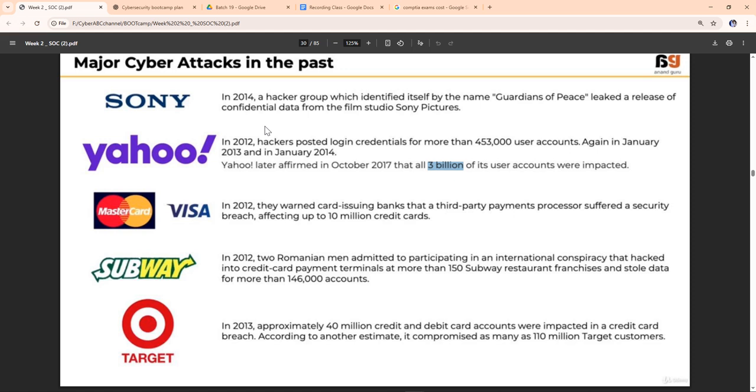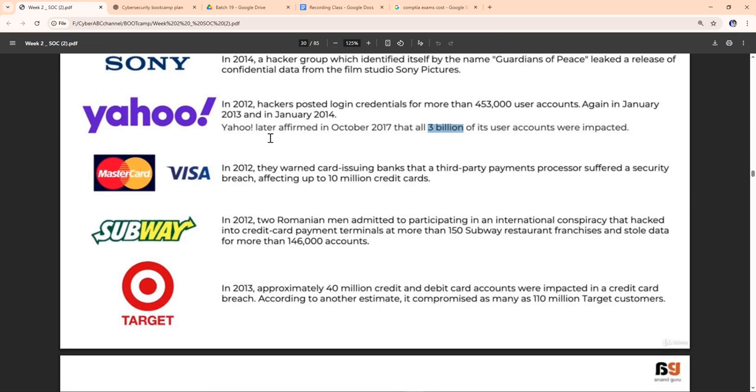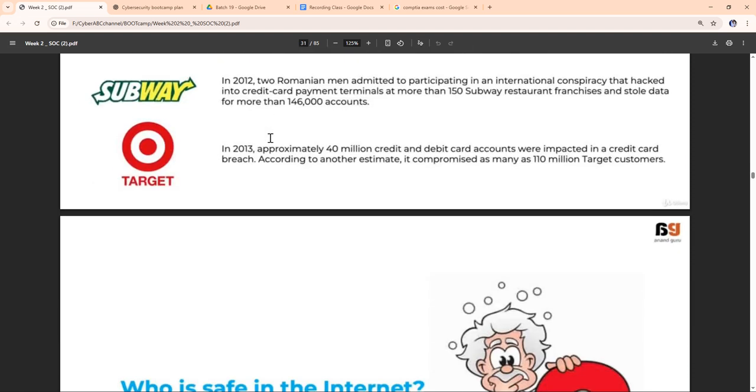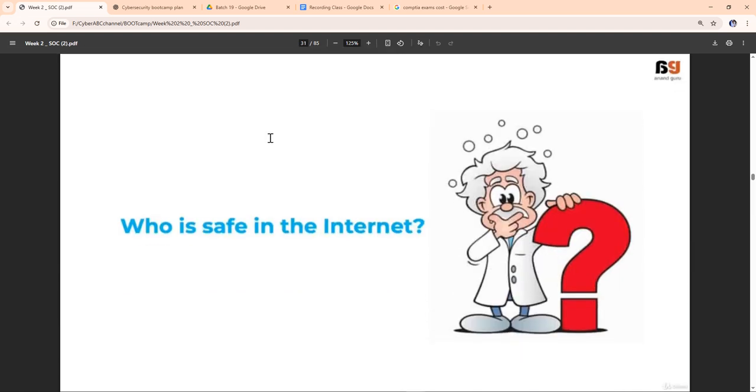But current studies show that small and medium scale businesses, when they go through a cyber attack, don't survive. Yeah, they close up. They don't have the capacity to resuscitate themselves and come back to their work. They go out of business. So who is safe on the internet?